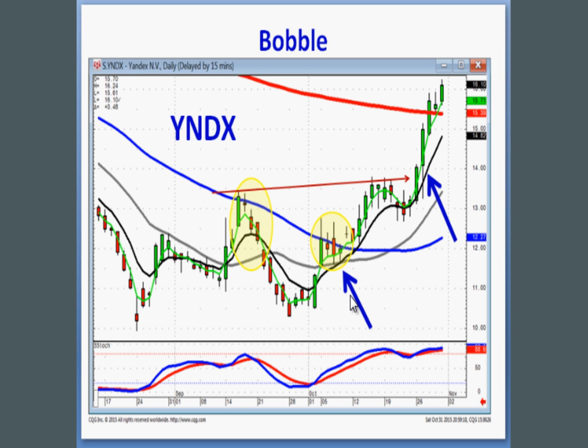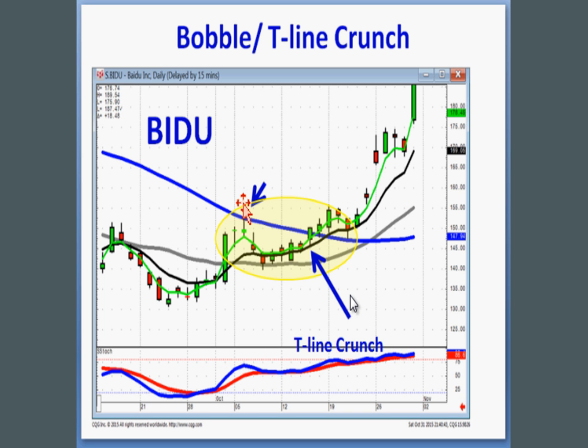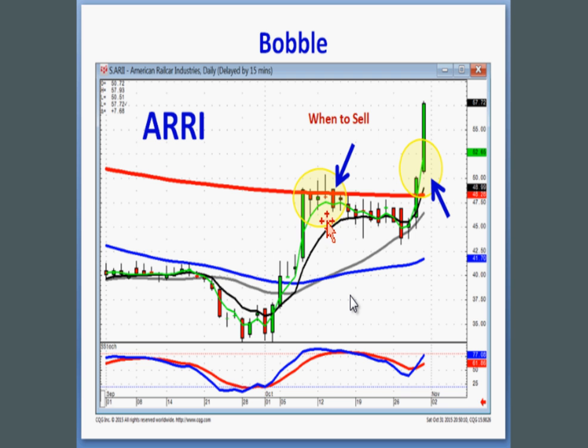Human nature. Okay. Again, there's the bobble. Fails, pulls back, doesn't really close below the T-line. You can always buy it back coming up through this area. Just a very high probability trade setup, and the T-line is your factor.